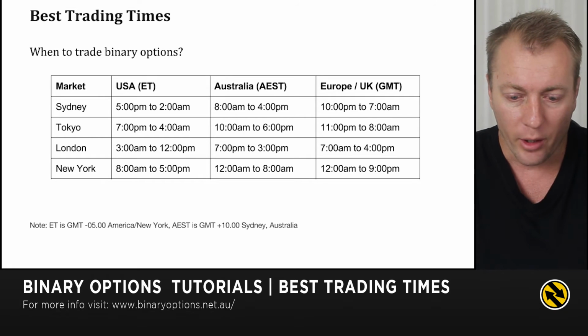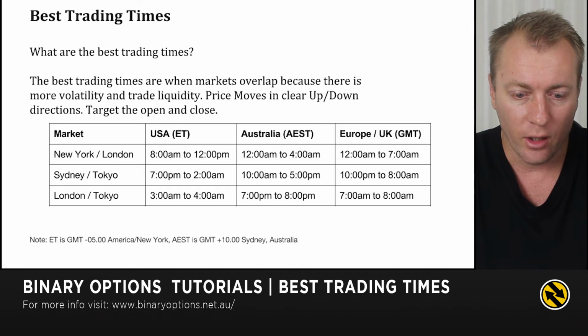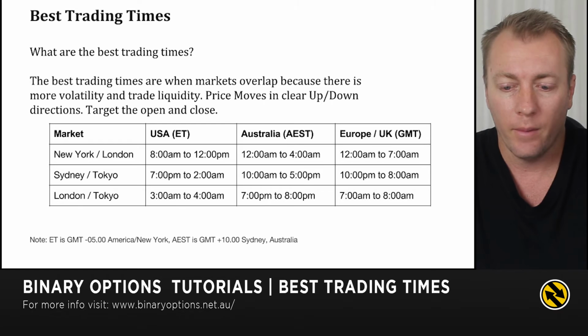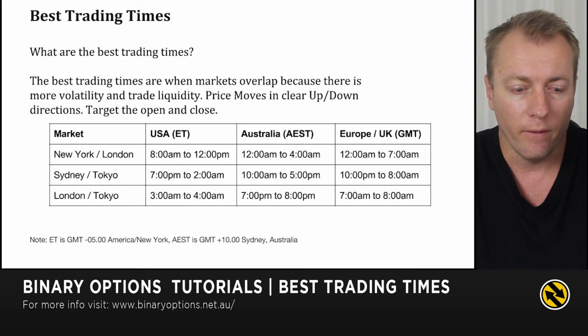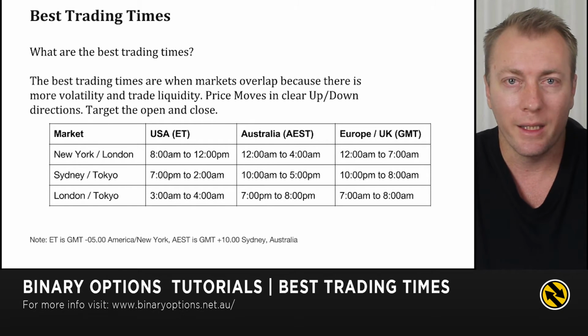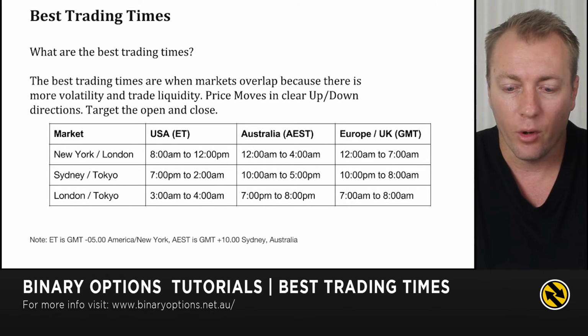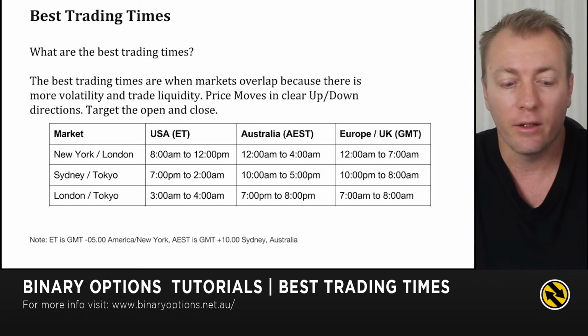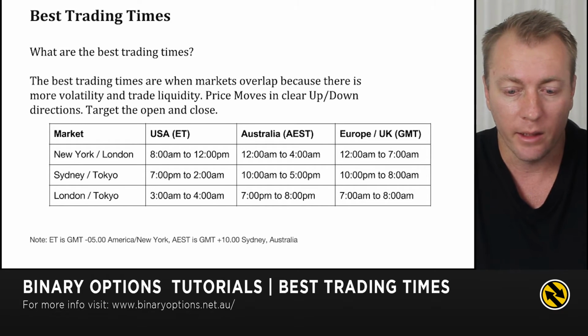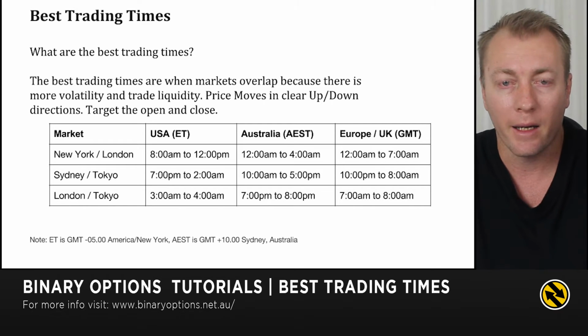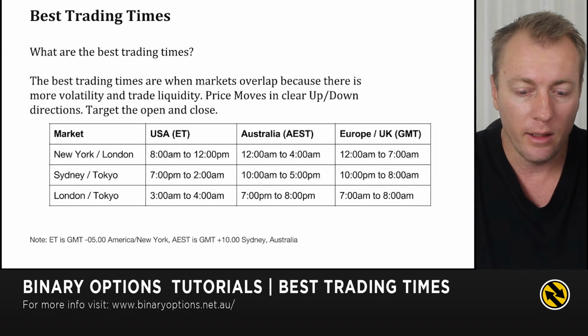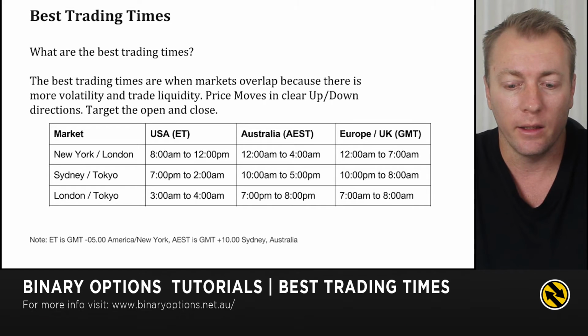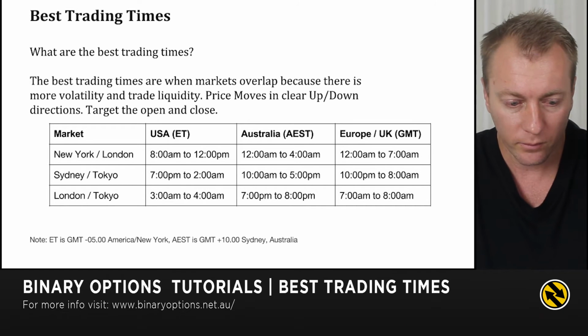So here again, I've broken it down into a table. The best trading times are when markets overlap. This is because there is more volatility and trade liquidity in the market. So price moves in a clear up and down direction in these particular overlapping markets. Also note, it's best to target the open or the close of a session or when a market overlaps.